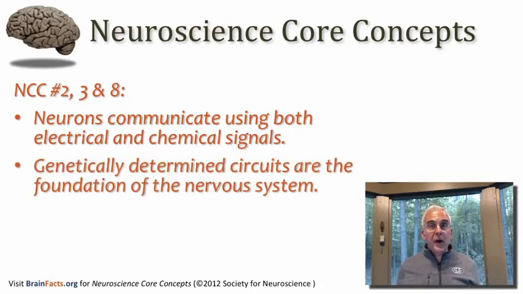We're going to be talking about circuitry in the brain that is really remarkably conserved, even down to some of the molecular details as to how this circuitry operates. So we're going to be talking about circuitry that's genetically determined and is foundational for the function of the nervous system.